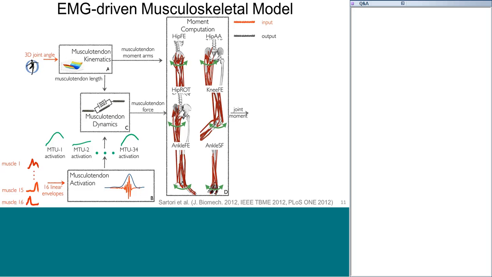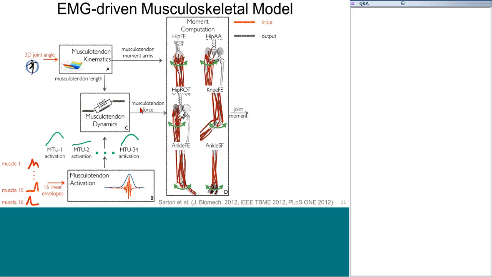In the second block, we use estimates of joint angle to compute the kinematics of muscles, including muscle tendon length and movement arms. In the third block, we combine together muscle activation and muscle tendon length, and we generate estimates of the force produced by the muscle.